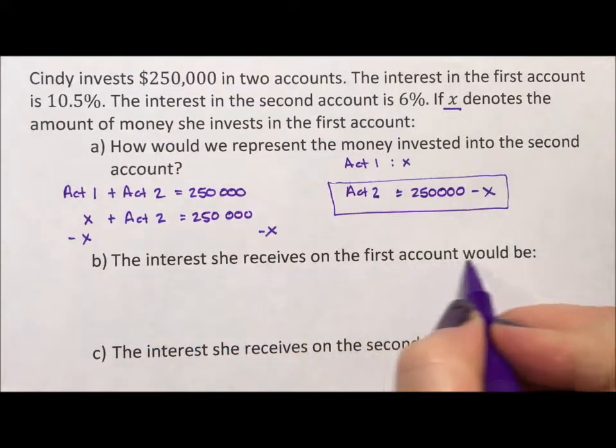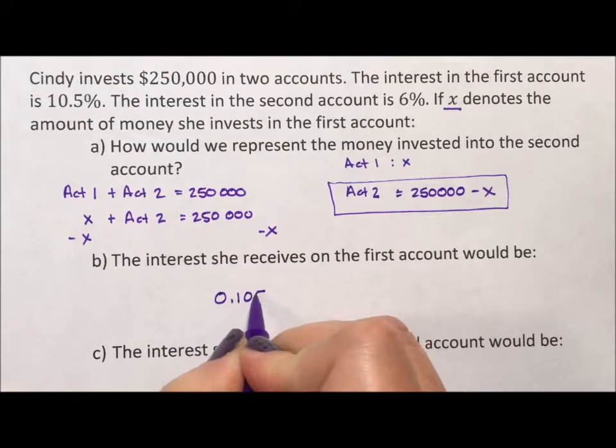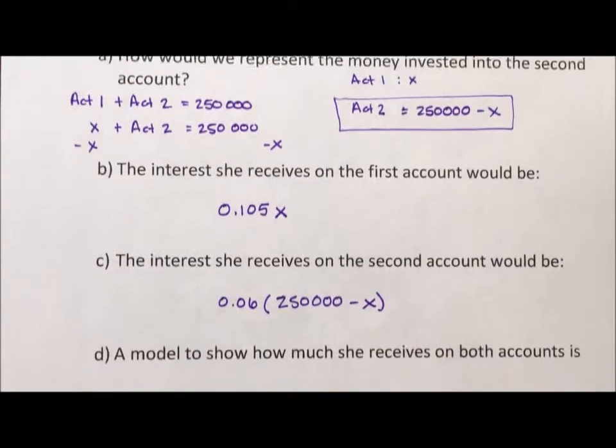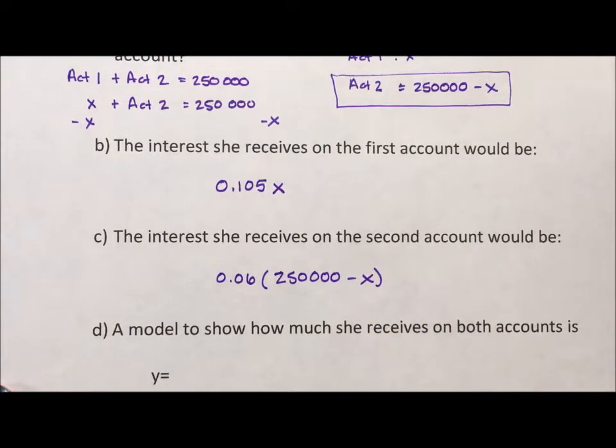The interest she receives on the first account would be, all right, so she's earning 10.5%, which is 0.105 as a decimal, times X, because that's the account she's putting the money into. The second account, well, she has 6%, so that's 0.06 times 250,000 minus X. So now we have the amount in each account and the amount of interest. Now we want an equation for the total interest she's earning. So she's going to earn the 10.5% on the first account plus the 6% on the second account. And we have our equation.